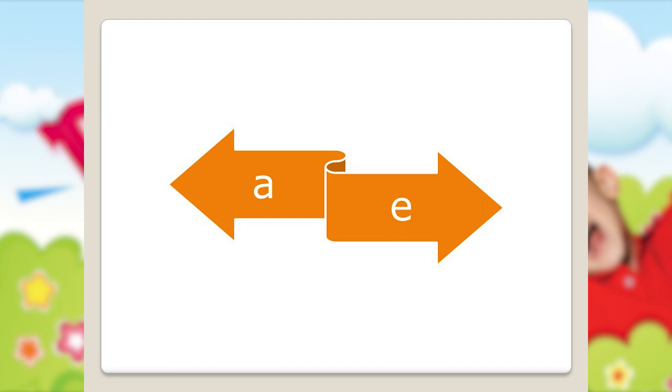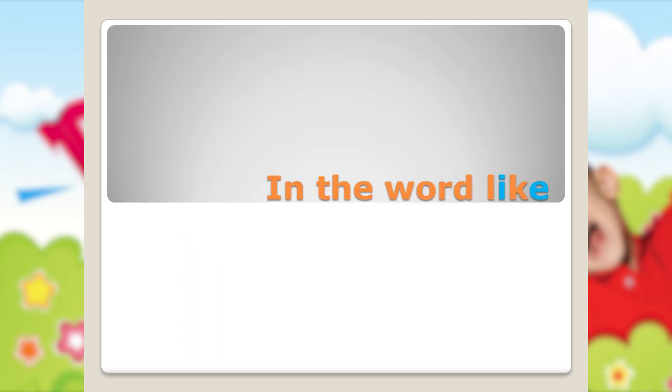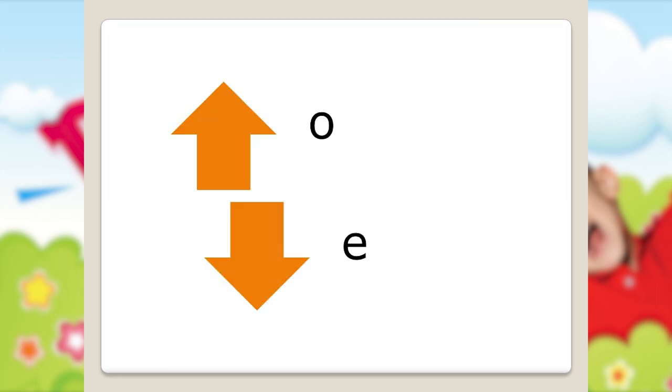What is a split digraph? A is a letter, E is a letter, both the letters come in the word make. Here make is the word. The digraph, that is the A sound and E sound, doesn't come together, but it is split and produces the sound in make. A and E, here in like. O and E, home.